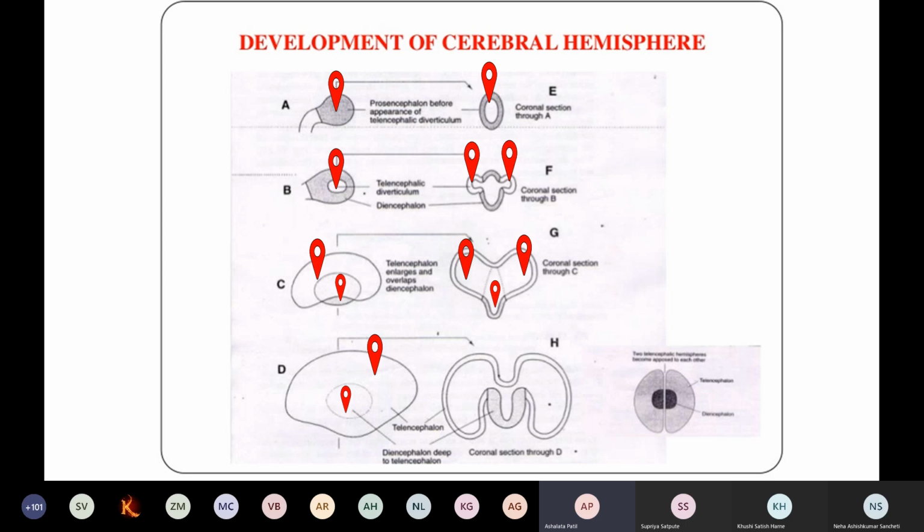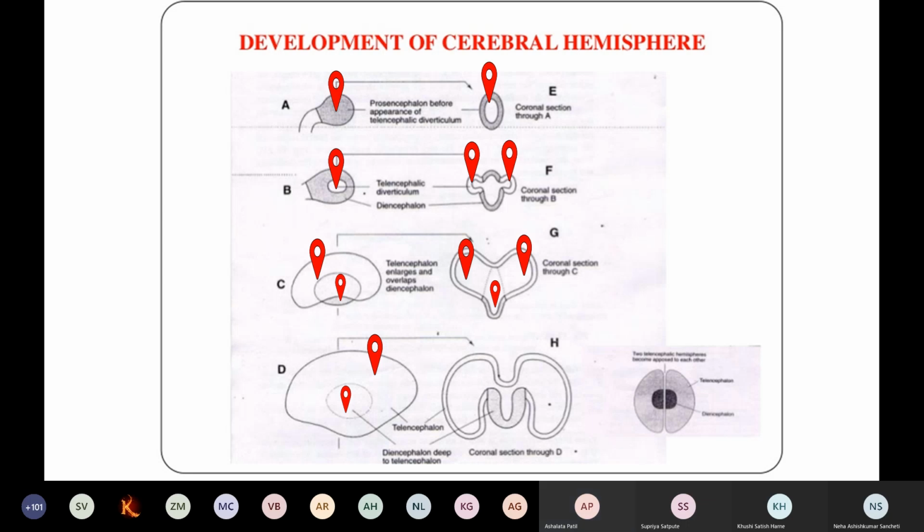They will grow further. This telencephalon grows on all sides, above, below, forwards, backwards, around, and profuse growth occurs, and ultimately what it forms is the two cerebral hemispheres, which become continuous with the diencephalon. The diencephalon forms the thalamus and hypothalamus. So this is the telencephalon, that is the cerebral hemispheres, and beneath these, buried, is the diencephalon. So that is the development of the cerebral hemisphere.